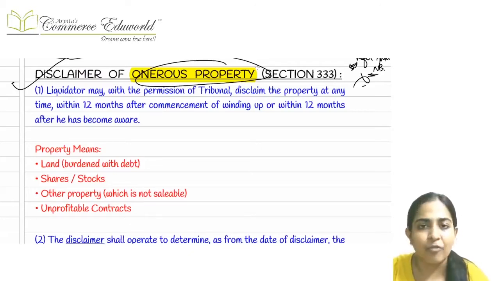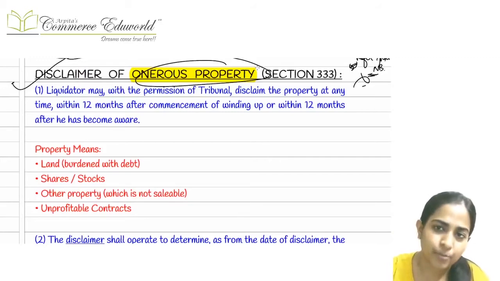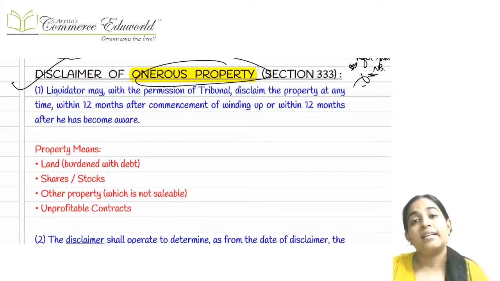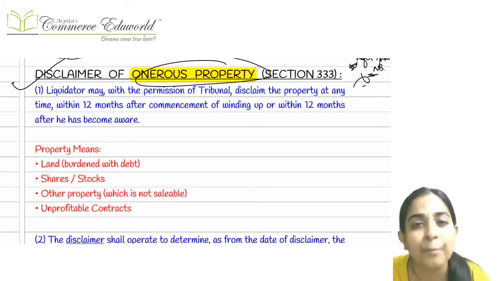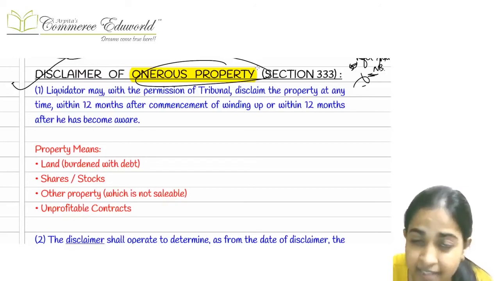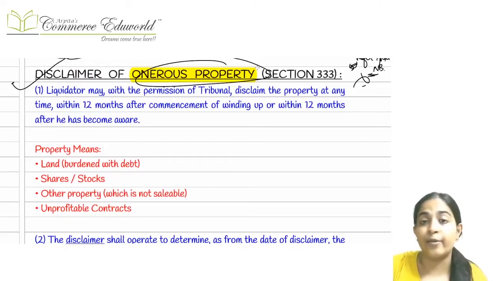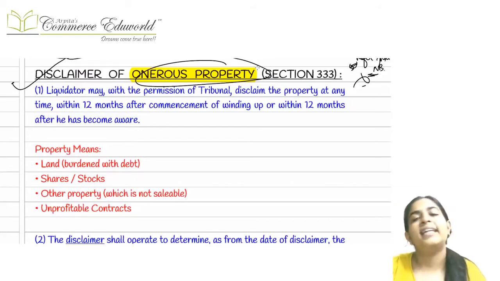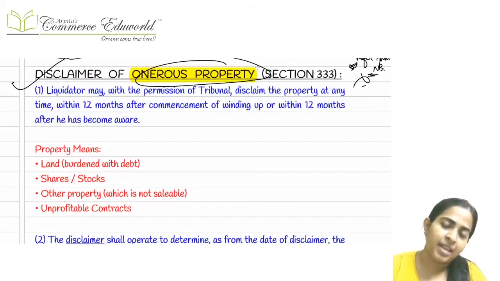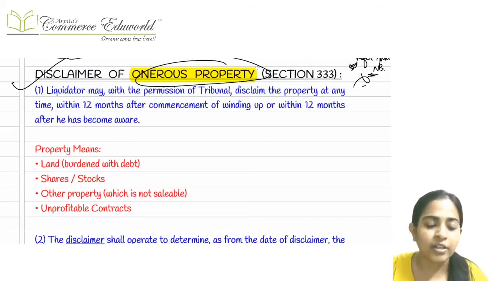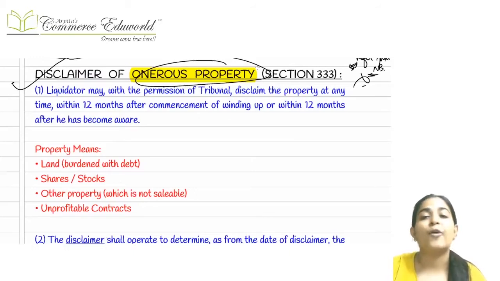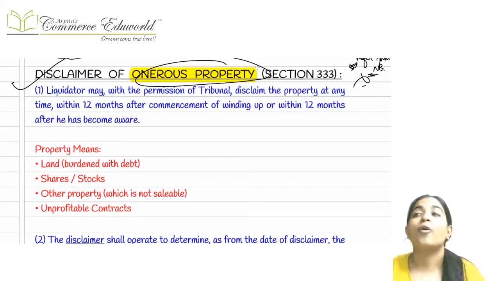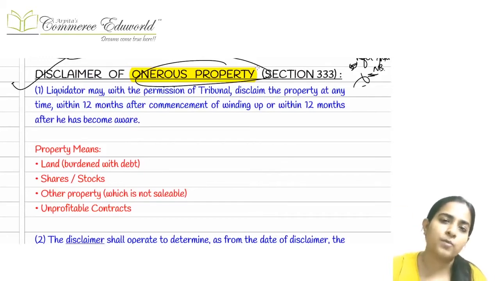Then the next concept that we did was onerous property. Suppose the company liquidator comes to know that a particular property which is there in the liquidation estate is a burdensome property. Okay, this property is going to give us a heart attack. This is a burdensome property. Because of this property, our liquidation estate is not going to increase, but it has reduced. Then in that case, the tribunal can decide to disclaim that property. It can say that I withdraw all my rights from this particular property. So now the liquidator can make an application to the tribunal within 12 months from the date of commencement of winding up, or 12 months from the date when the liquidator becomes aware of this onerous property, whichever is later.